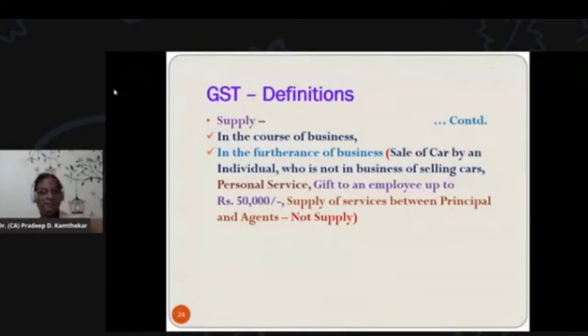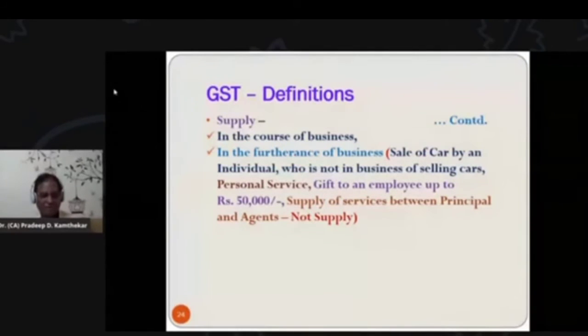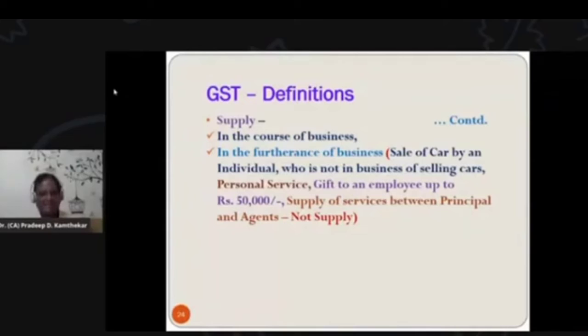Now, when we talk about supply of goods and services, we have to understand that it has to be necessarily in the furtherance of business. Now, what is furtherance of business? Furtherance of business means it is actually not forming part of the core business, but it is incidental to the business. It is there because of business. It is having the features of business.